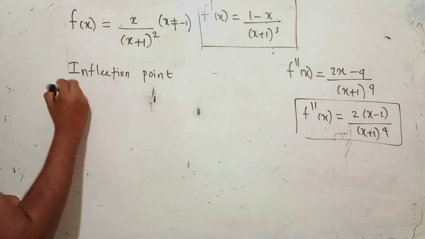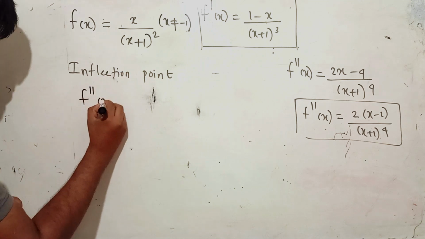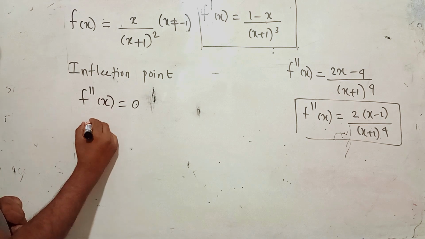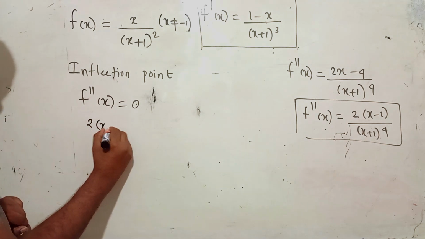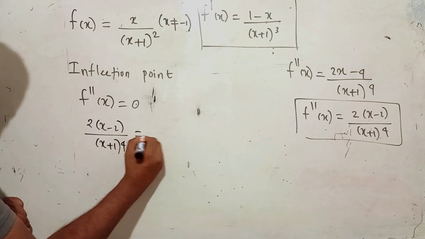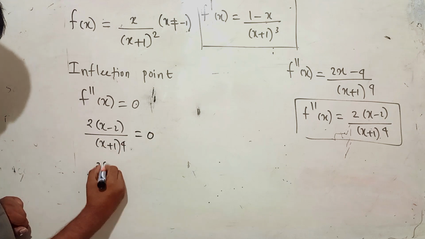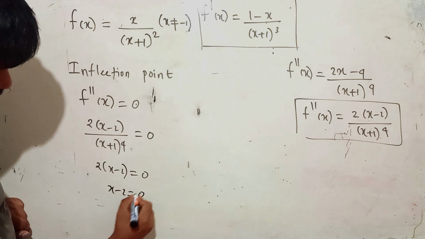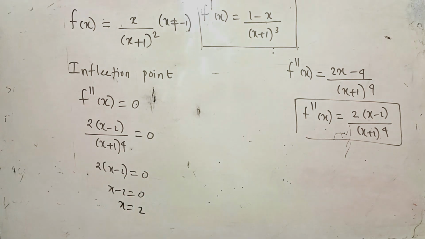So for the inflection point, the second derivative has to be equal to 0. Okay. So equate the second derivative to 0. 2 times (x minus 2) divided by (x plus 1) to the power 4, and that is equal to 0. So 2 times (x minus 2) is equal to 0. So x minus 2 is equal to 0. x is equal to 2. This is the solution. So this is the x coordinate of the inflection point. Here you have only one inflection point.